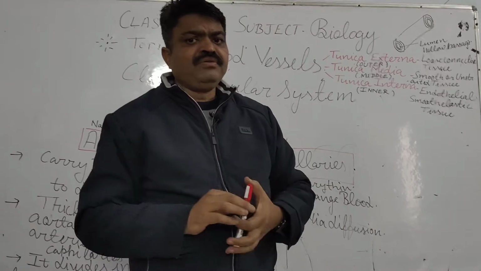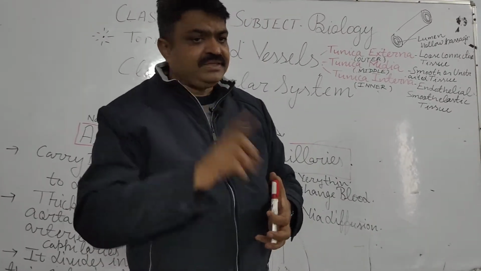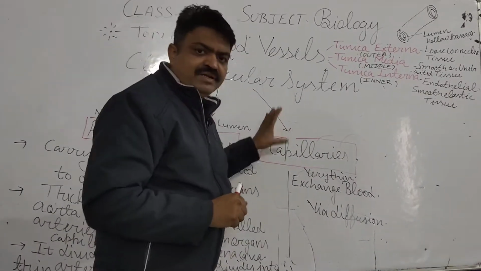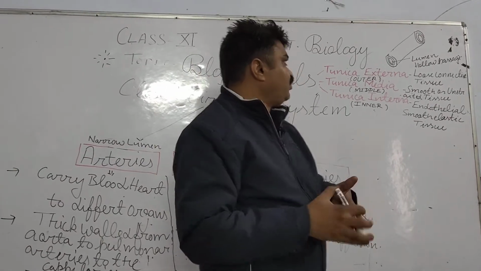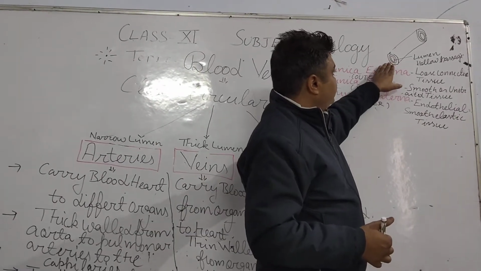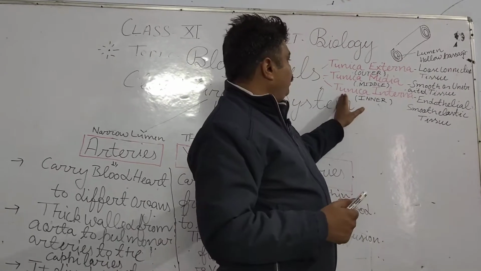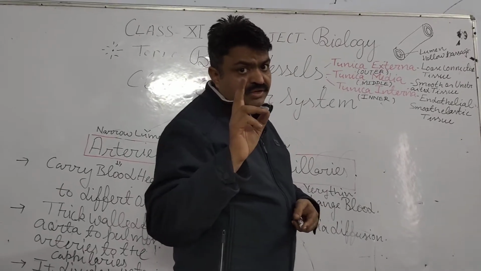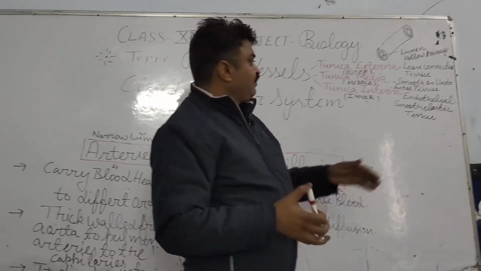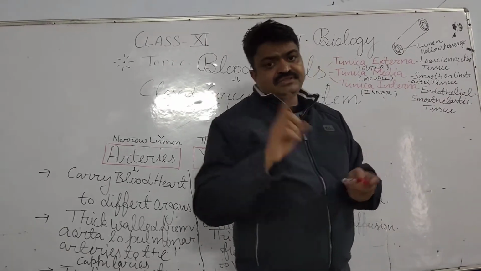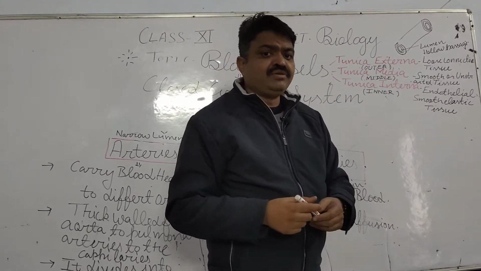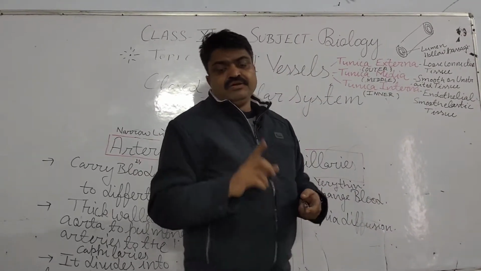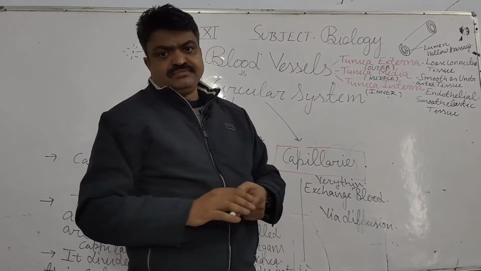Now what is the lumen? Lumen means the hollow passage of arteries, veins and capillaries, and this hollow space is known as lumen. So lumen is surrounded by the tunica interna, and there are two layers found, and those two layers have different tissues. The first tissue is endothelial tissue, and the second, that is attached to the lumen, is smooth elastic tissue.